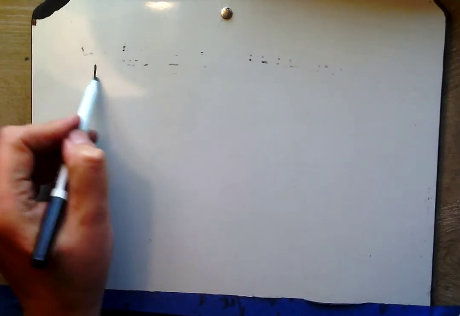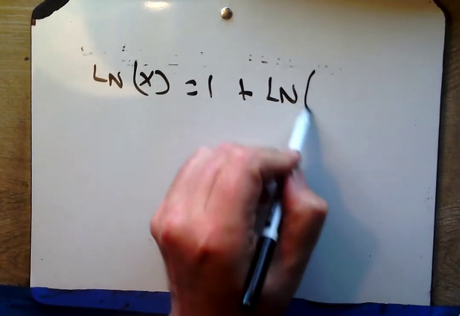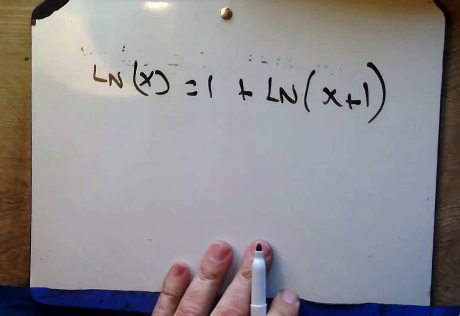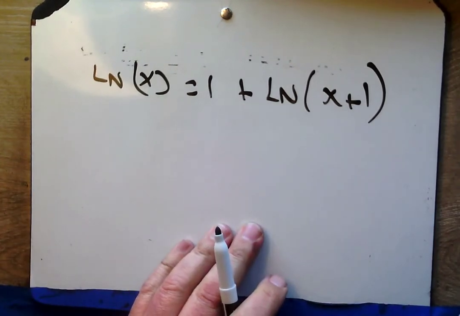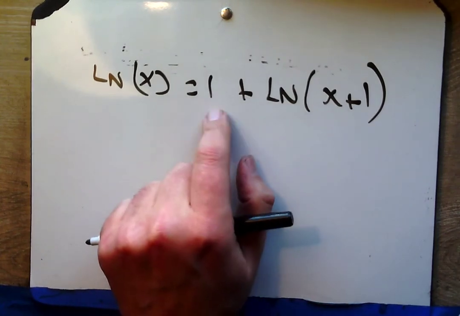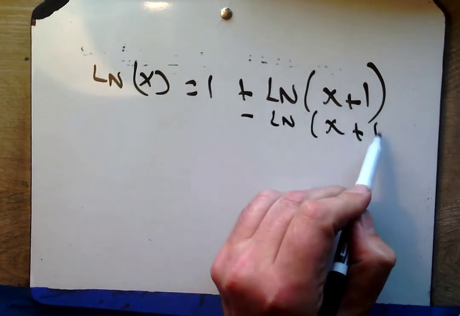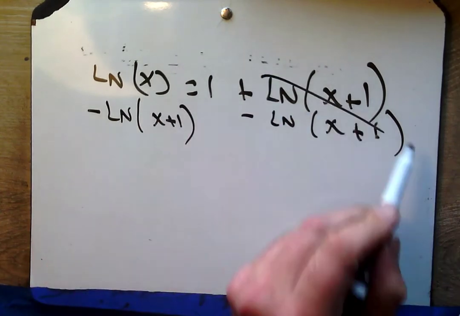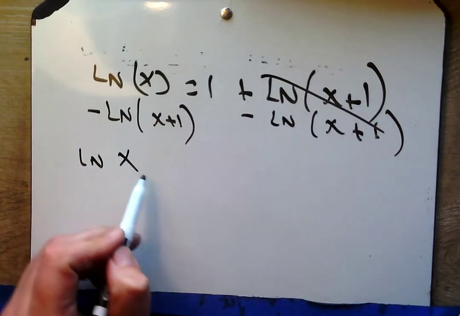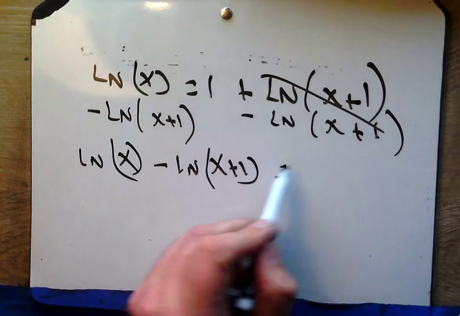Yeah, how about this one? ln of x equals 1 plus ln of x plus 1. Go for it. Come back when you're done. Okay. Yeah, I'm not going to do the ln of e because no one sees that. Instead, I'm going to subtract so that I can get all the ln's on one side. So I've got ln of x minus ln of x plus 1 equals 1.